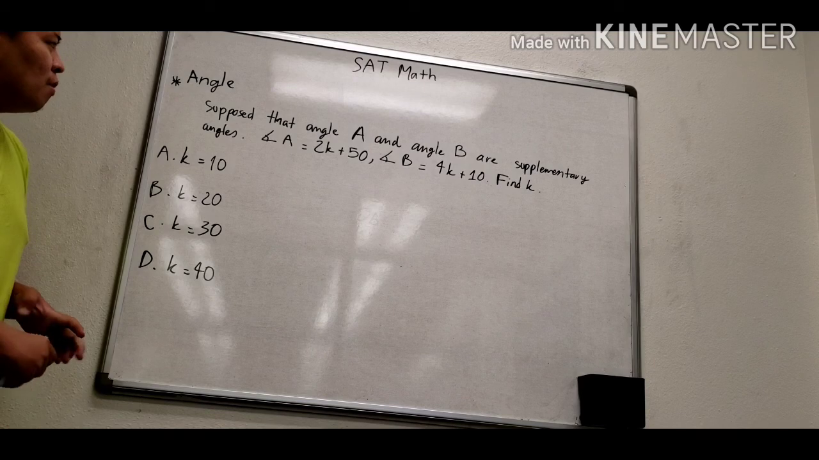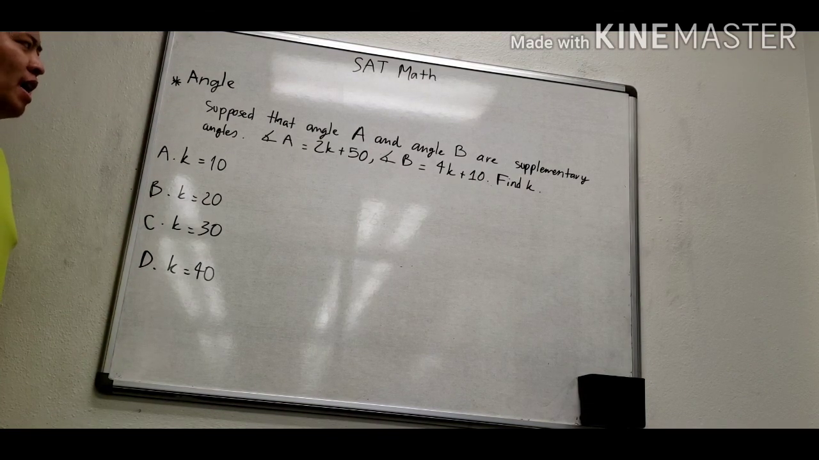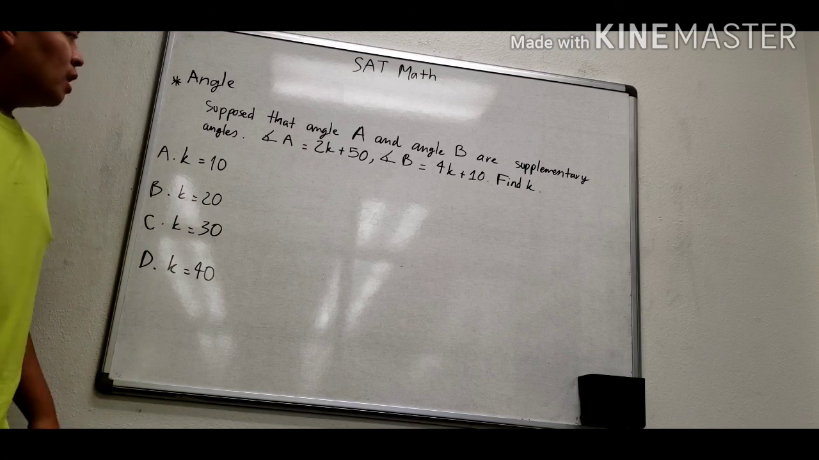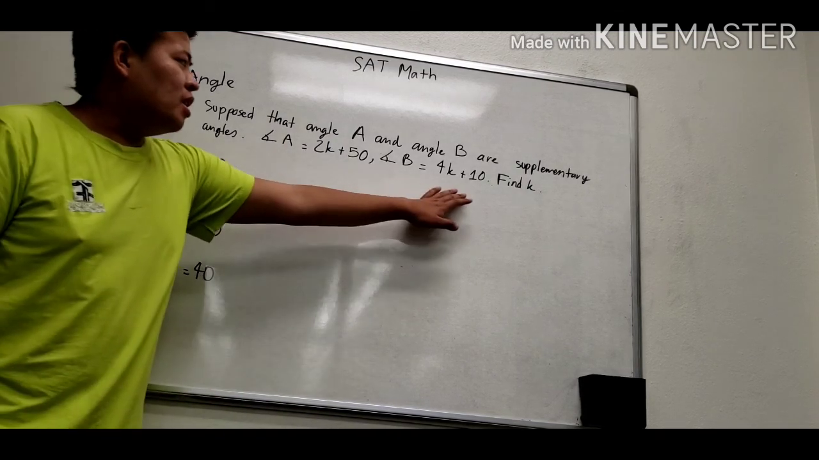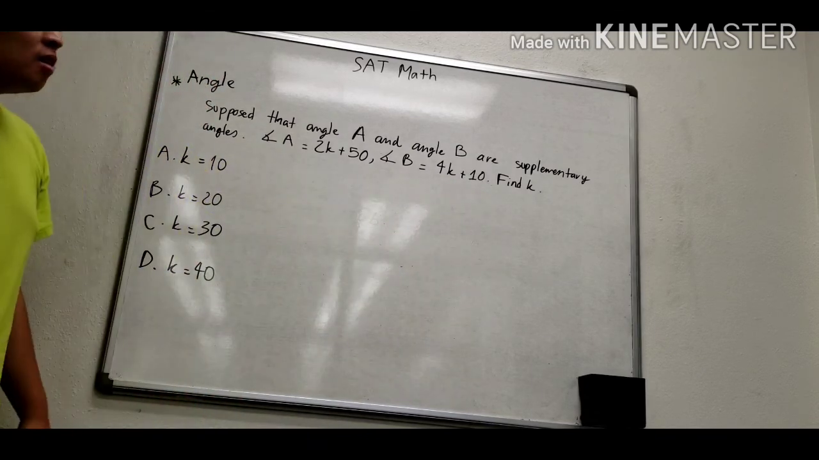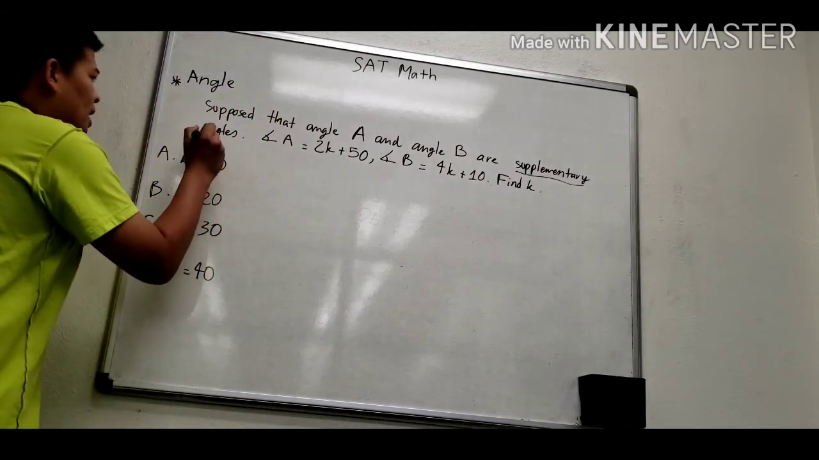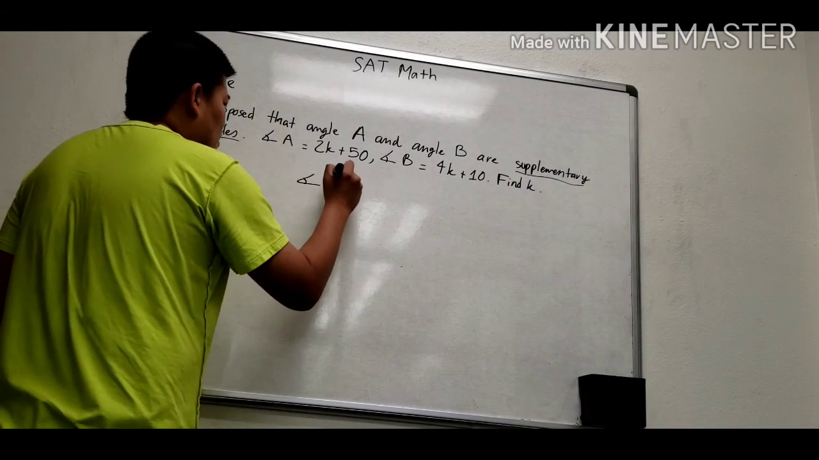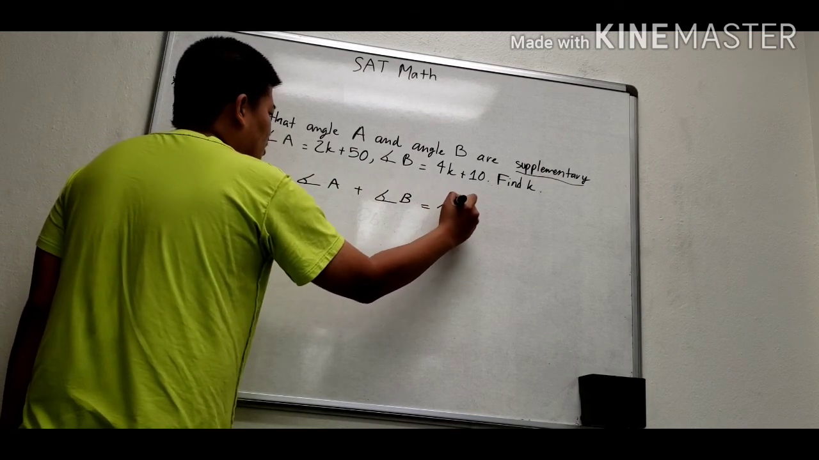So let's do some practice. Suppose that angle A and angle B are supplementary angles. Angle A is 2k plus 50. Angle B is 4k plus 10. So we know that the question is about supplementary angles, so angle A plus angle B is 180 degrees.